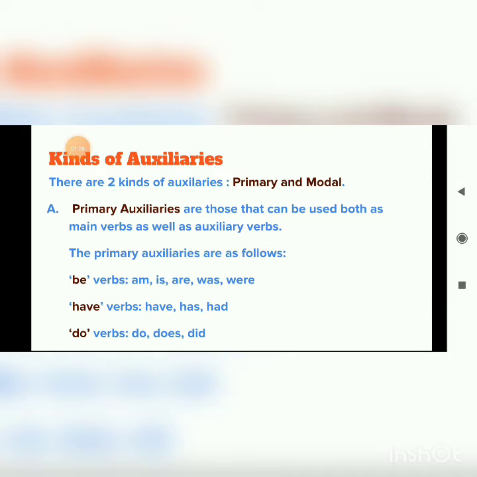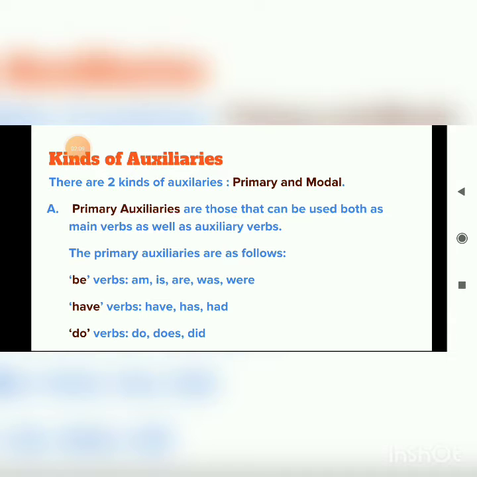Kinds of auxiliaries. There are two kinds of auxiliaries, primary and modal. Okay students, so how many kinds of auxiliaries are there? There are two kinds. The first is called primary and the other is called modal auxiliaries. So first we will go through what primary auxiliaries are. Primary auxiliaries are those that can be used both as main verbs as well as auxiliary verbs. The primary auxiliaries are as follows: be, have and do.